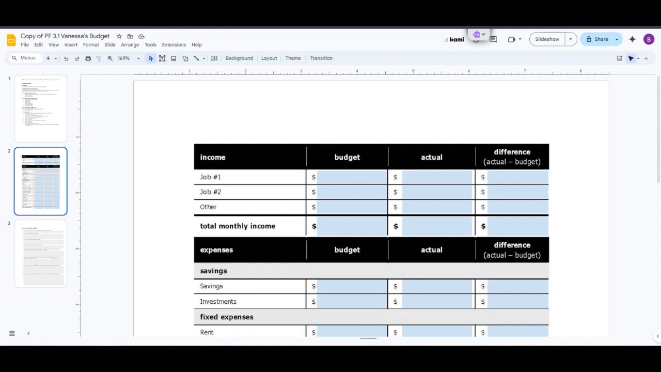So it says Vanessa works part-time at a greeting card company, part-time at a record store. Net monthly income for the first job is 600. Net monthly income from the second job is 800. So we would have 600 here, 800 here, with a total plan of 1400.